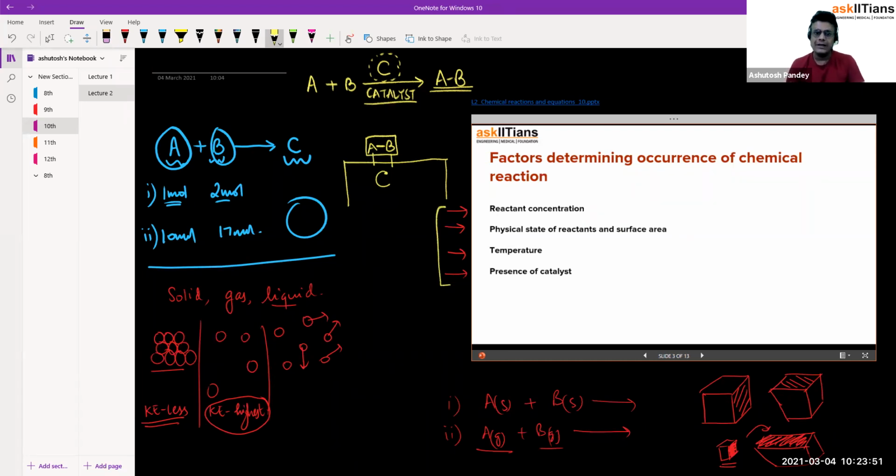So again I'm going to revise it. For chemical reactions, reactant concentration is important. If more reactant concentration is there, then the reaction will be more. Physical state of reactants: we learned that in the gaseous phase the reactions are easier to occur as compared to liquid and as compared to solid. Surface area, I also explained this concept to you. Then temperature: when temperature is high, there are more chances for a chemical reaction to occur.